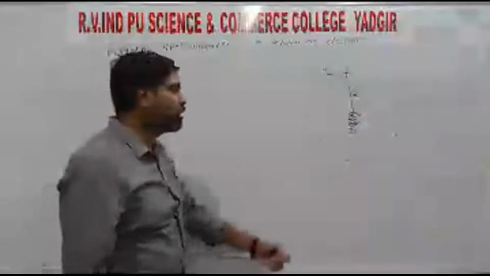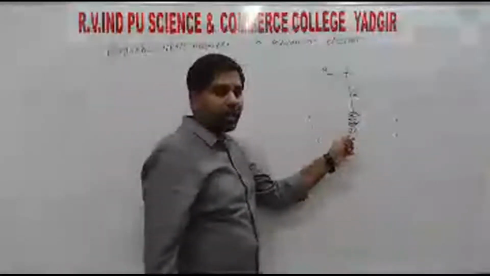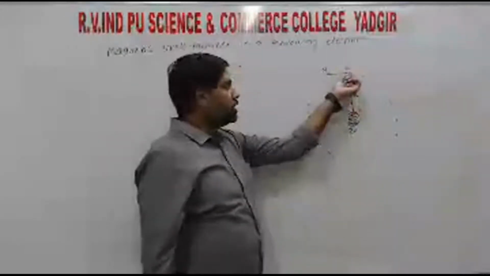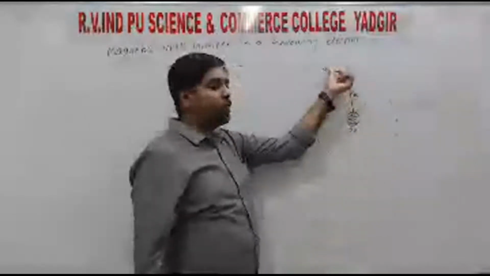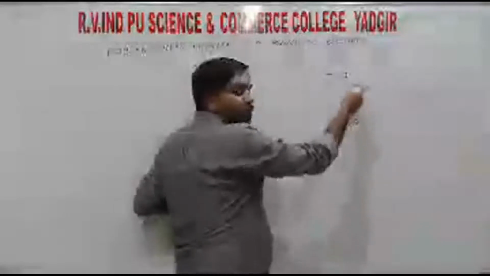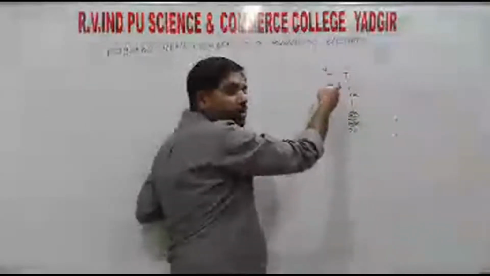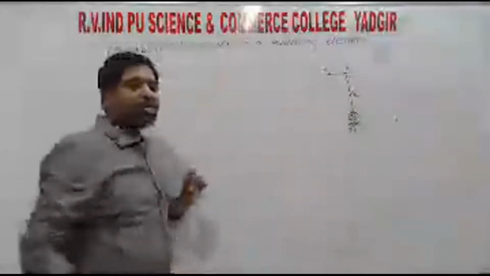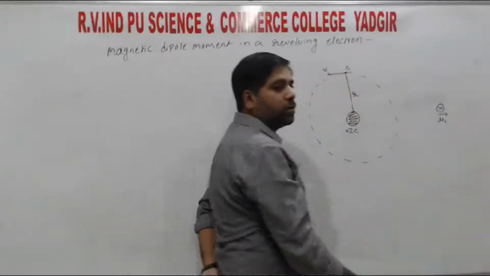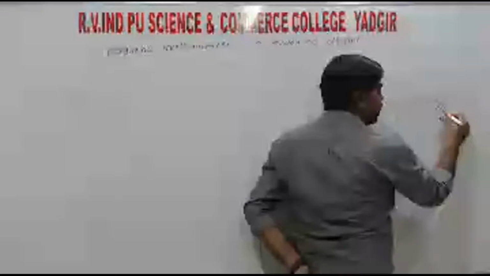So what Bohr's atomic model tells us is that a hydrogen or hydrogen-like atom consists of one nucleus of charge Ze, and the electron is revolving around the nucleus with a constant speed v at a distance r from the center of the nucleus, right? As the electron is revolving, that means it is moving with respect to time, so it constitutes a current. The current is flowing around, and mu-l is the magnetic dipole moment.